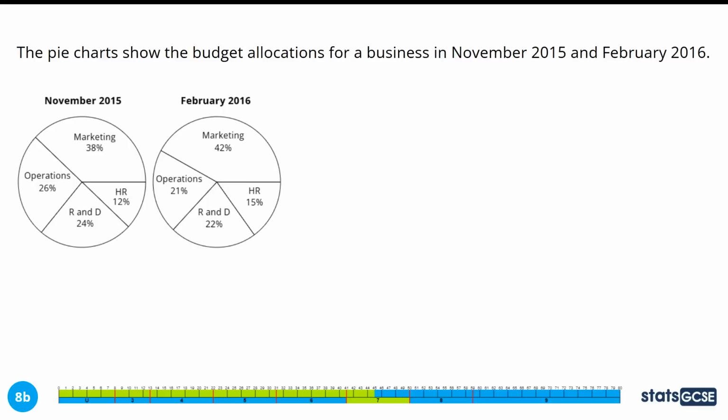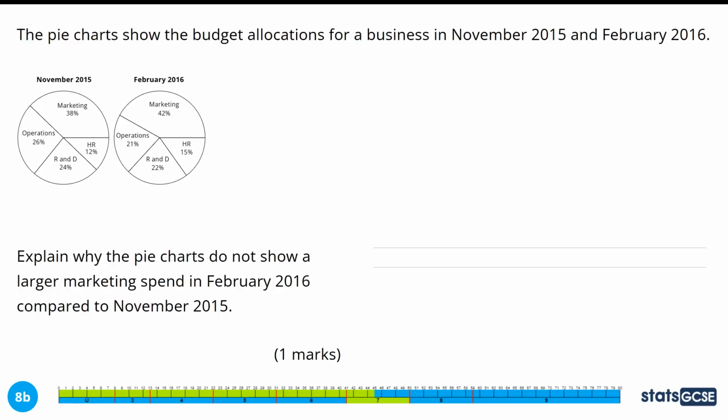The pie charts show the budget allocations for a business in November 2015 and February 2016. Explain why the pie charts do not show a larger marketing spend in February 2016 compared to November 2015. This question can seem quite confusing at first because the marketing in 2015 is 38% and it grows to 42% in 2016. So it seems like it's going up.